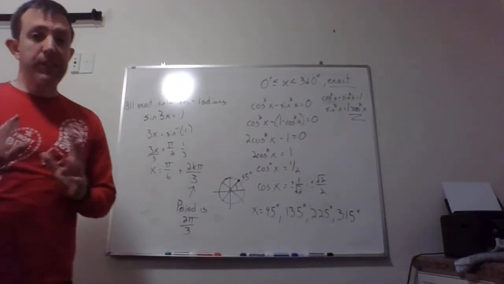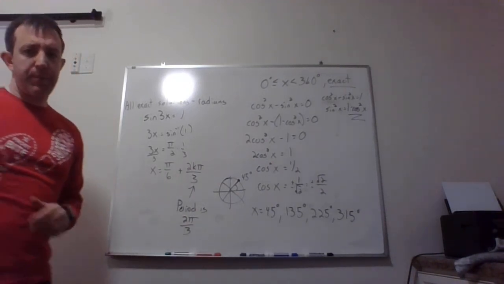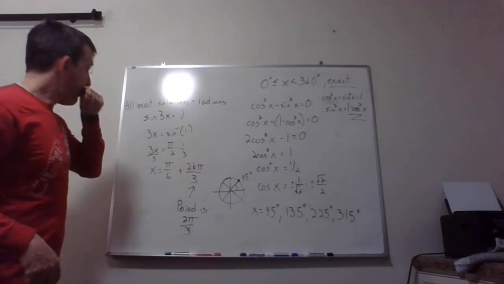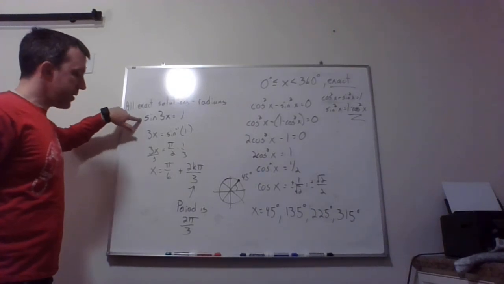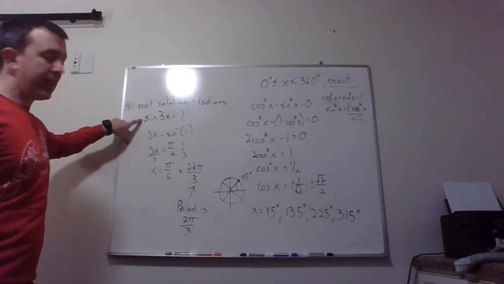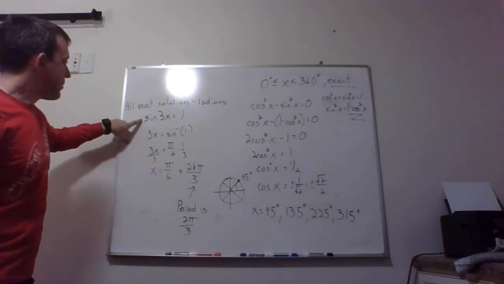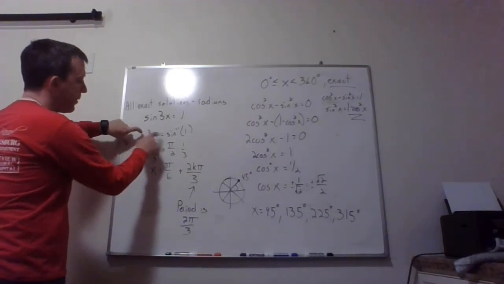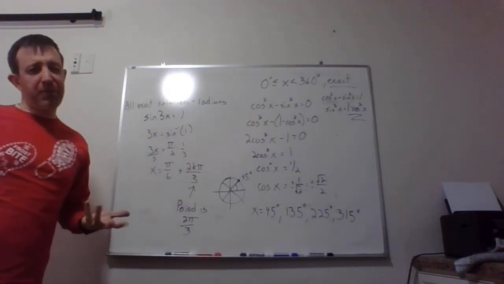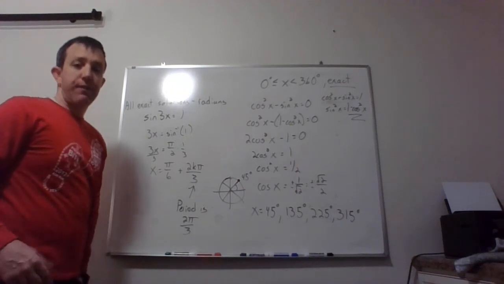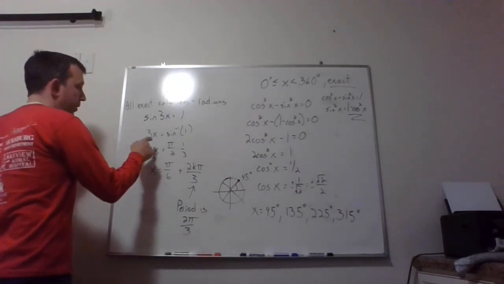All right, 2 more little examples that have some kind of quirky stuff going on. So let's look at this one. All exact solutions in radians for sine of 3x is equal to 1. So I'm going to use the inverse trig function, even though we probably don't need to. You could go back to section 5.2 and find where sine is equal to 1.